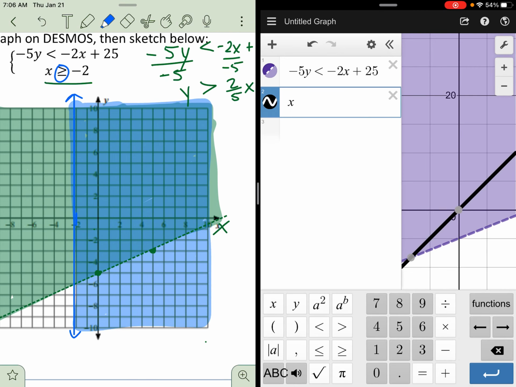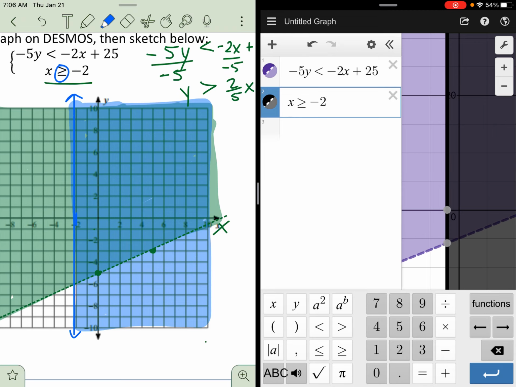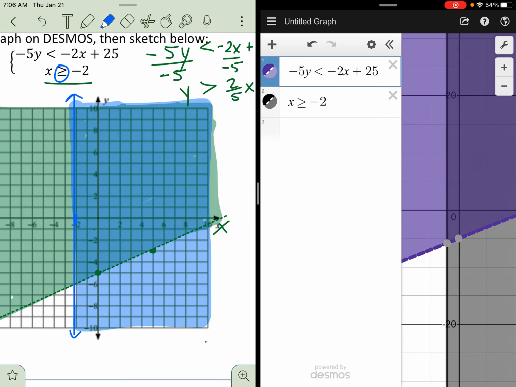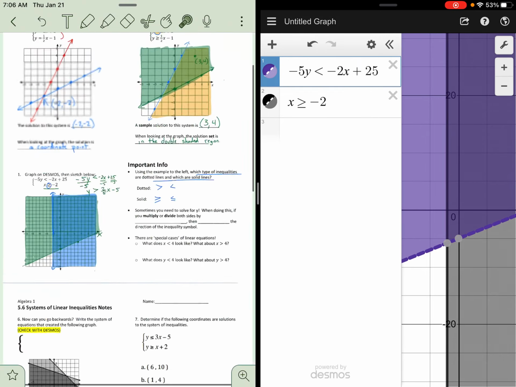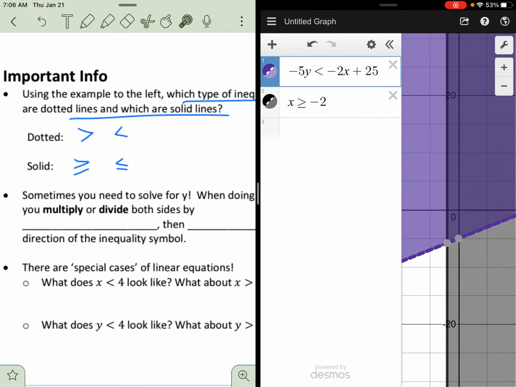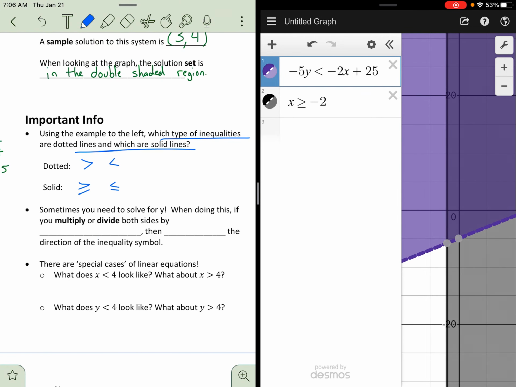Okay, and then let's check that on Desmos just to verify. x is greater than or equal to negative 2. Voila. Okay, so where's our double shaded region? It's up here. Okay, so any solution set or any point that's up in this area is a solution.